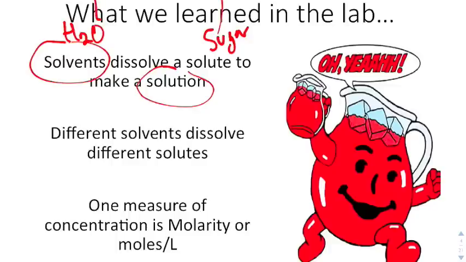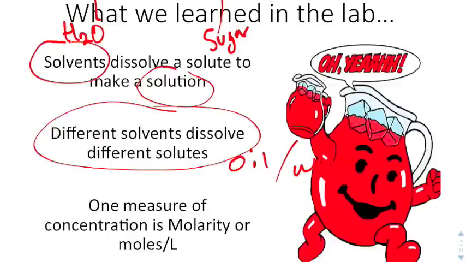Now, different solvents dissolve different solutes. So if you were to mix something like oil and water, they wouldn't dissolve. So you have to be real careful about what you're trying to dissolve. And then one measure of concentration is molarity, and molarity stands for moles per liter.